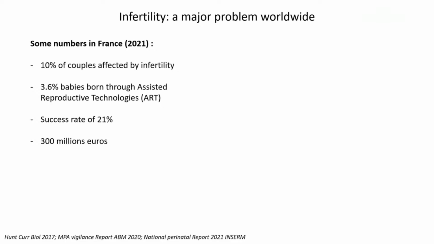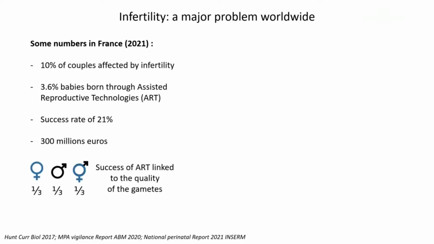Yeah, okay. So it's a major problem worldwide. These are some numbers in France from 2021 and the last perinatal survey. It was estimated that 10% of couples were affected by infertility, that 3.6% of babies were born through assisted reproductive technology or ART, with a moderate success rate of only 21%, and a cost of 300 million euros for social security. So the success rate of ART is linked to the quality of the gametes, so the oocyte and the sperm, and it is estimated that in 1/3 of the cases, the problem comes from the mother, in 1/3 of the cases from the father, and in 1/3 of the cases, either both or we don't know.